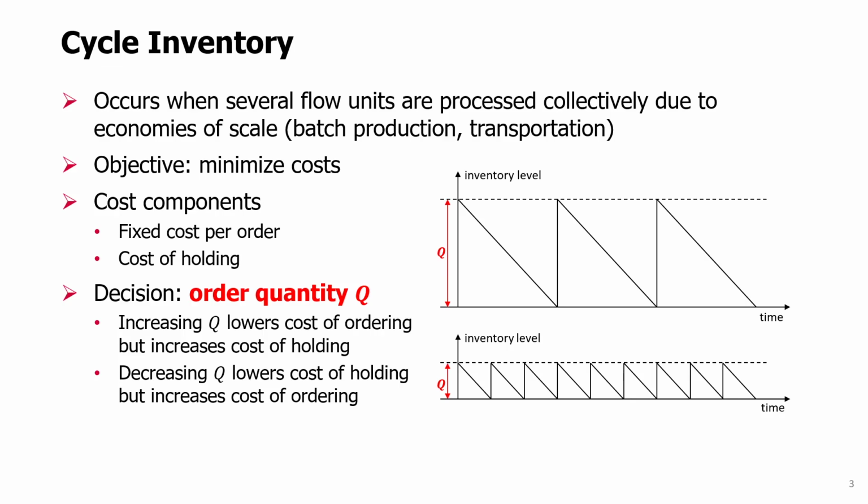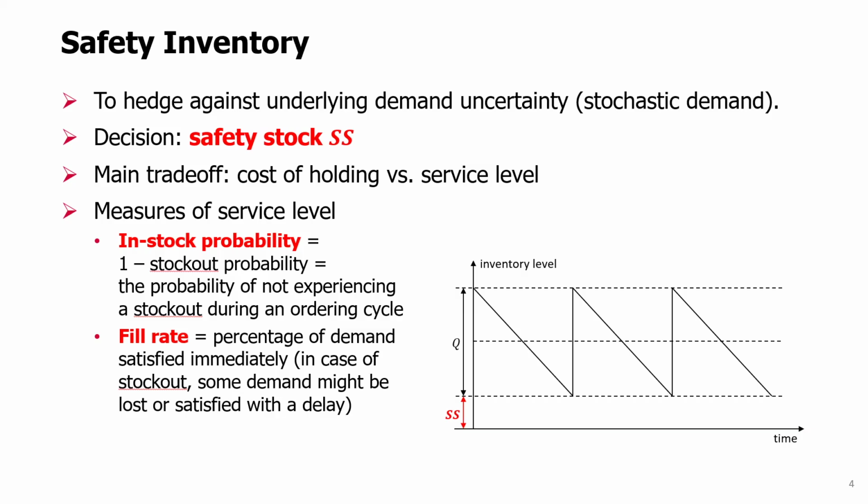In addition to cycle inventory, we will also be focusing in this topic on safety inventory. Safety inventory has a different reason. It is introduced in order to hedge against uncertainty in the underlying demand. So it assumes that demand is somewhat stochastic or random, right? Even if you sell something in a supermarket, and if you sell a lot of a product, there will be days when you sell more and other days where you sell less, or even the demand can vary from one hour or one minute to another.